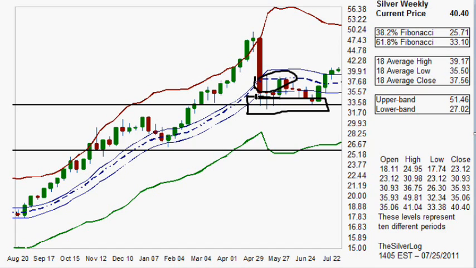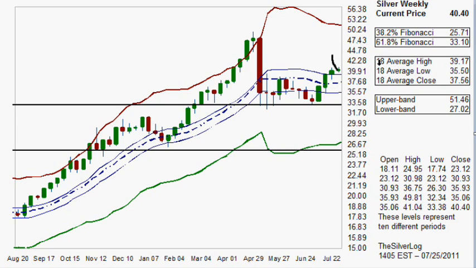Now, as far as the strength is concerned, this is the area that I'd be looking to get in on strength. If you're playing this within the paper market, then you'd have to decide where you want your stop. Do you want it below the 18 period average of closes? Do you want it below the 18 period average of lows? Are you looking for the market to come back down to this area of support and go higher? If you're looking for it to go back, then you're pretty much buying on weakness, which is what I would be more apt to do.